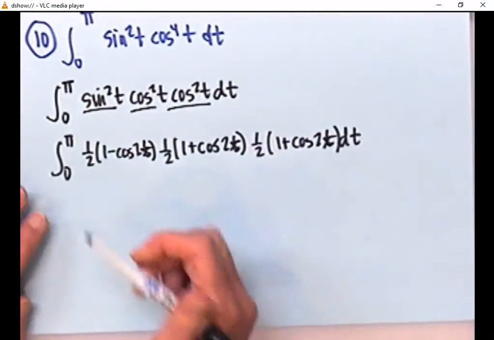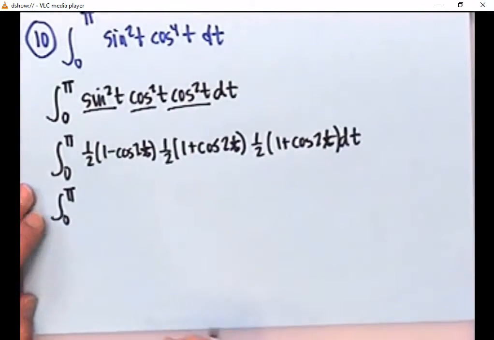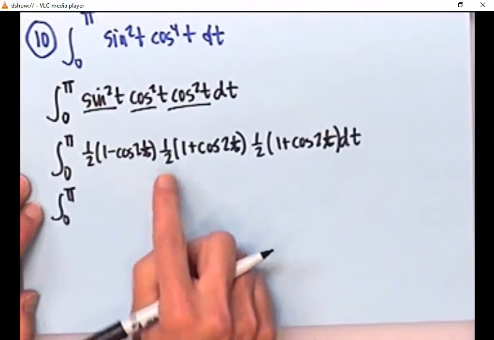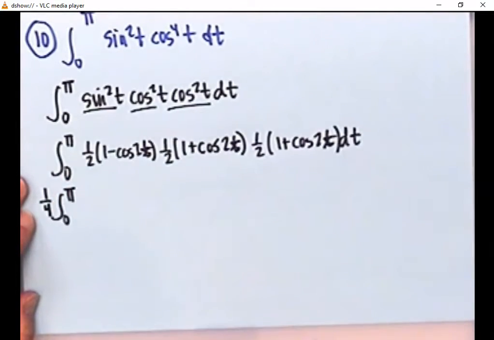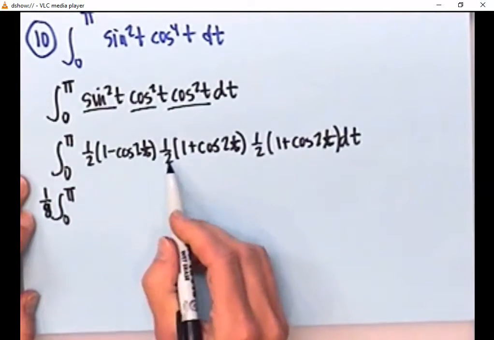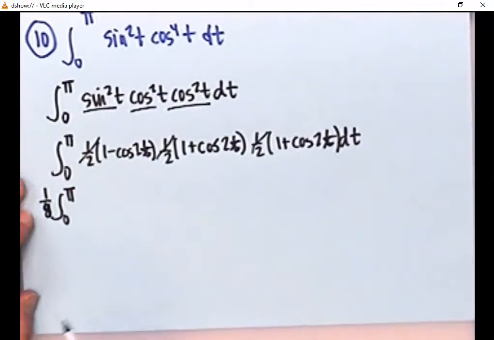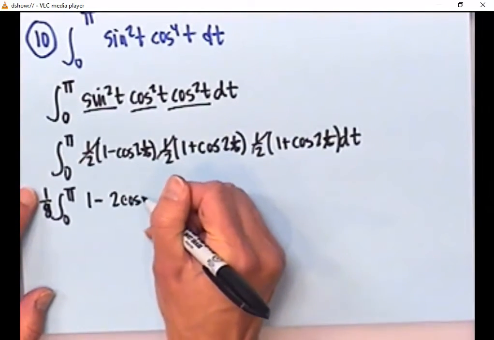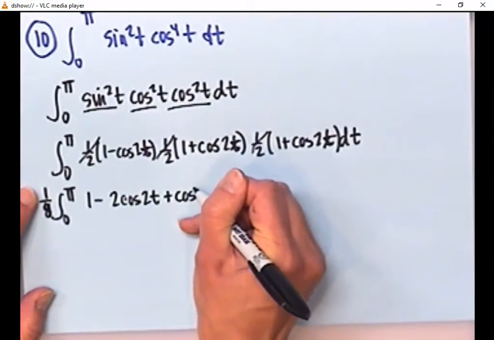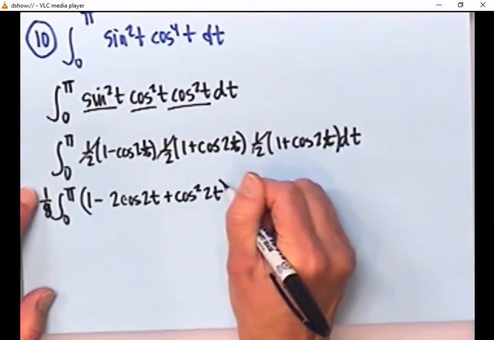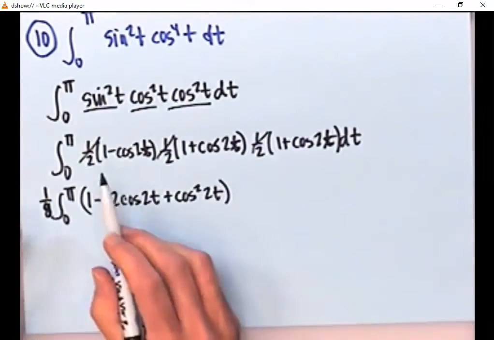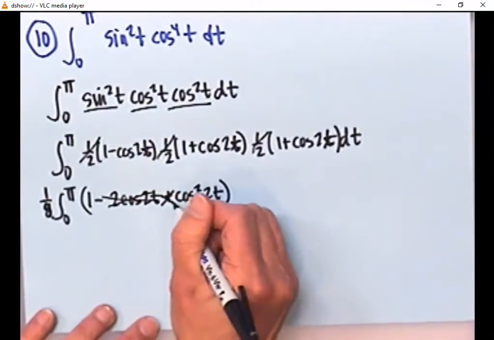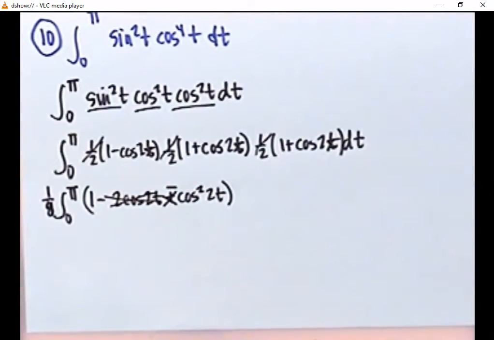Is it going to get easier, or is it ugly? Well, I'll do the first two at least. Those aren't too bad, are they? 1/2 times 1/2 is a 4th. I'll pull that out, and actually maybe I could pull all the 1/2s out and they can be an 1/8. So when I FOIL this, I get 1 minus 2 cosine of 2t plus cosine squared of 2t. Oh no, those will cancel, won't they? So this will be a minus as well. I forgot that was a minus. So 1 minus cosine squared of 2t.